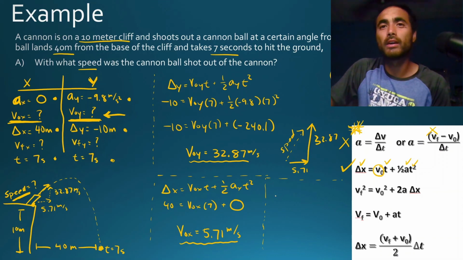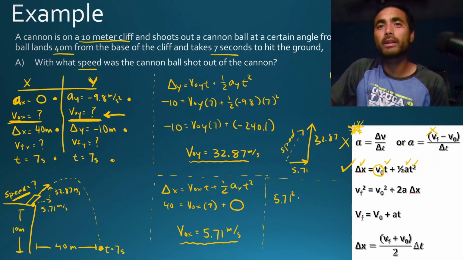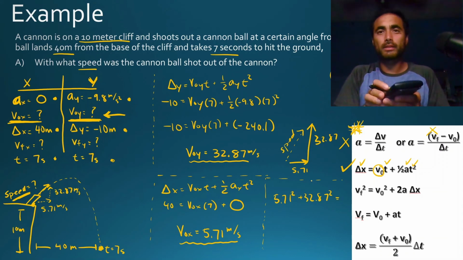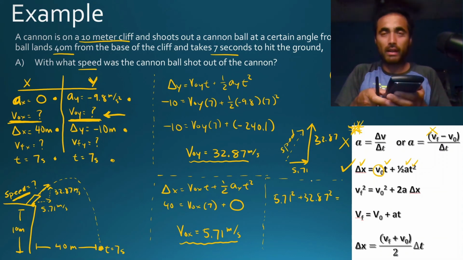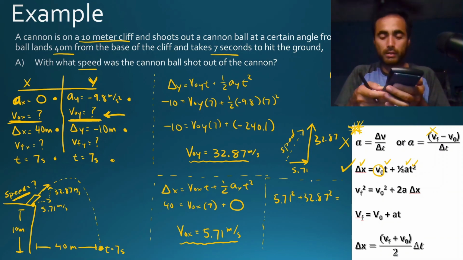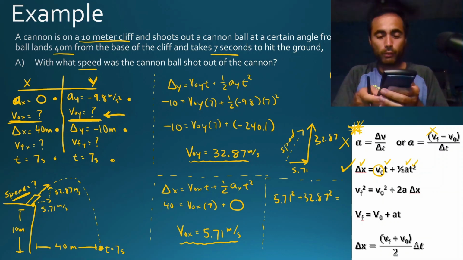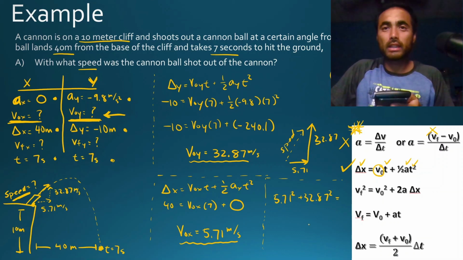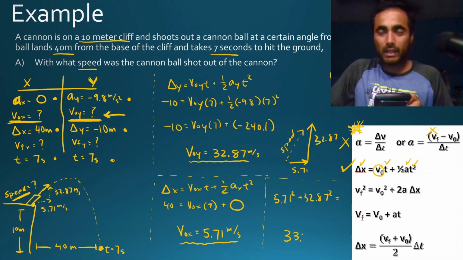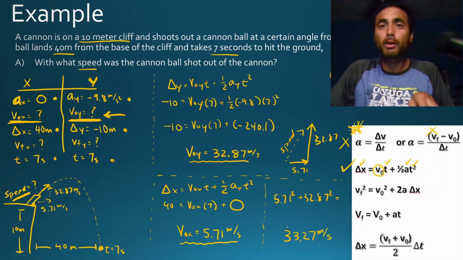So I'm going to do 5.71 squared plus 32.87 squared, and this will equal the speed squared. So it's going to be 5.71 squared plus 32.87 squared, and then I'm going to find the square root of that, which is going to give me 33.27 meters per second. And that's my answer.